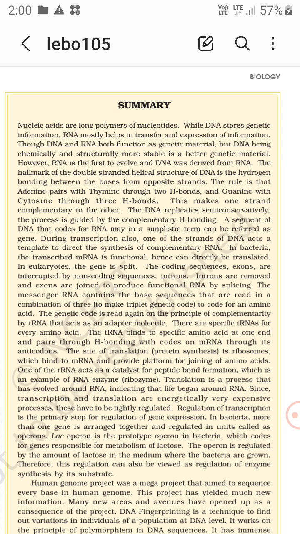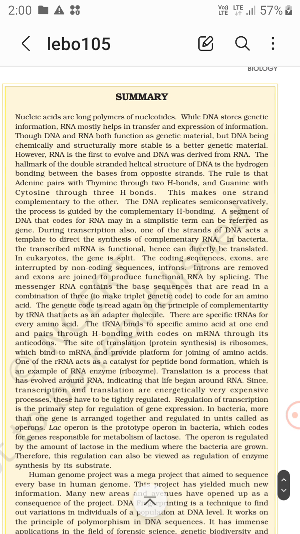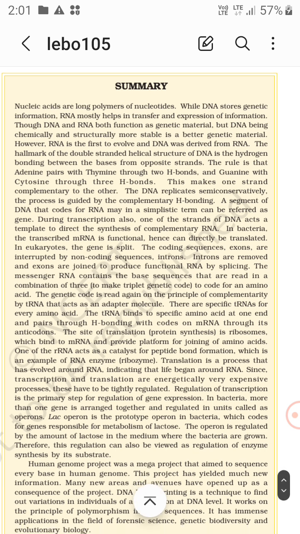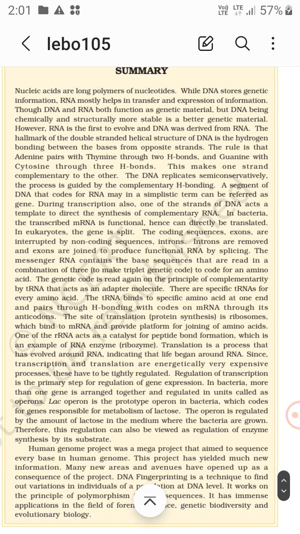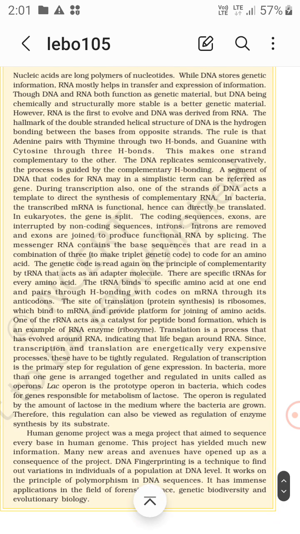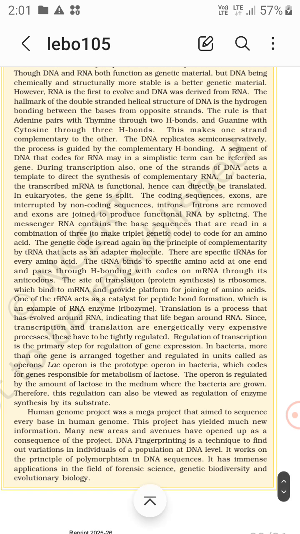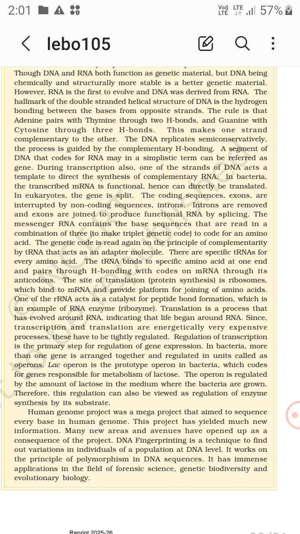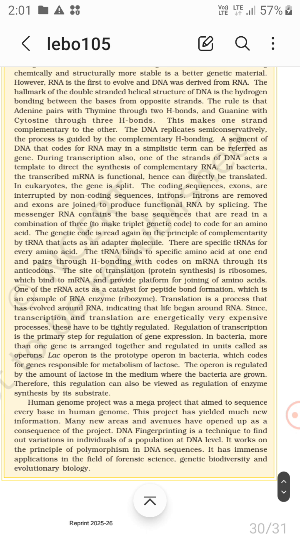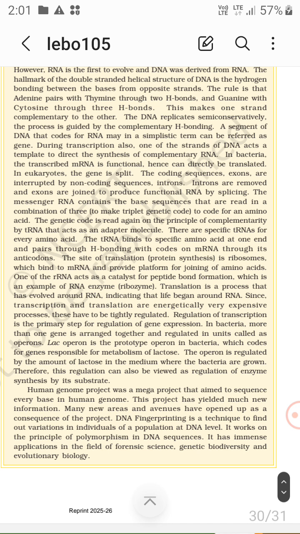Okay. The genetic code is read again on the principle of complementarity by tRNA that acts as an adapter molecule. So there are specific tRNAs for every amino acid. The tRNA binds to a specific amino acid at one end and pairs through hydrogen bonding with codons on mRNA through its anticodons.